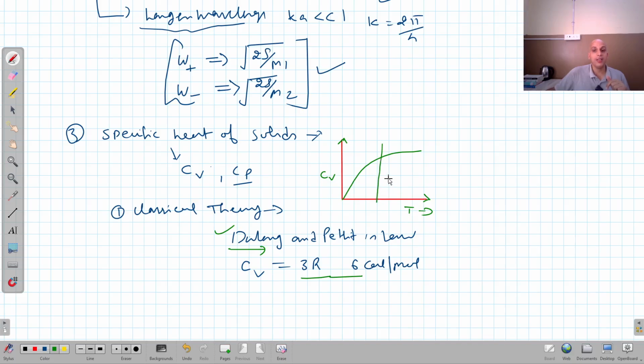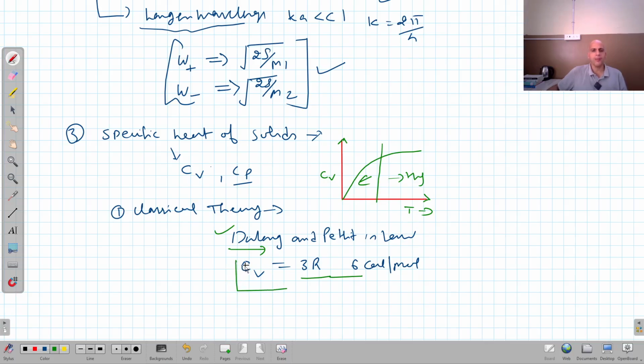You can see when the temperature is high. But when the temperature is low, the specific heat of solids decreases and approaches zero, right? With the decrease in temperature, at very, very low temperature, it nearly becomes equal to zero. So it means the classical theory of the specific heat of solids is wrong. It is valid only at high temperatures, and according to it, the specific heat of solids is this, right?